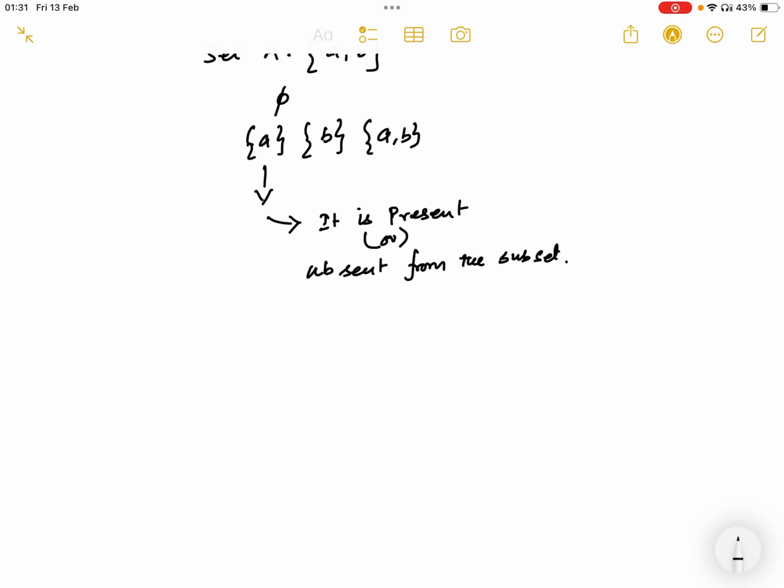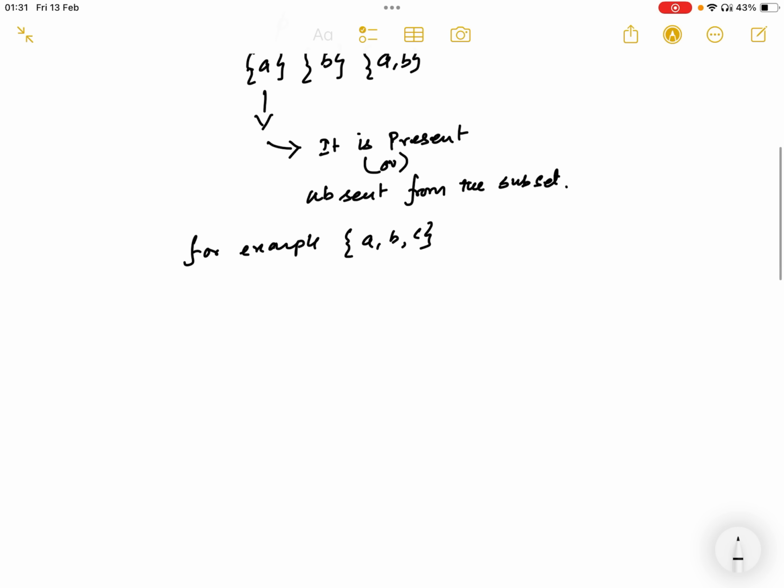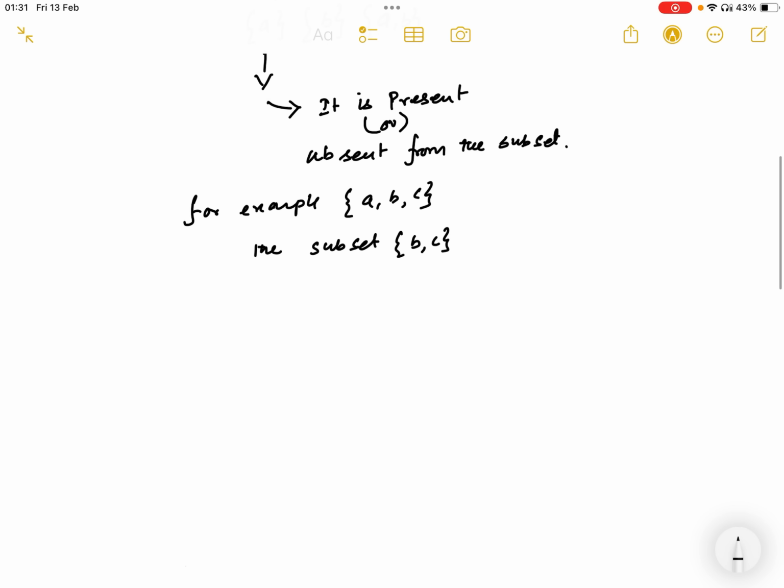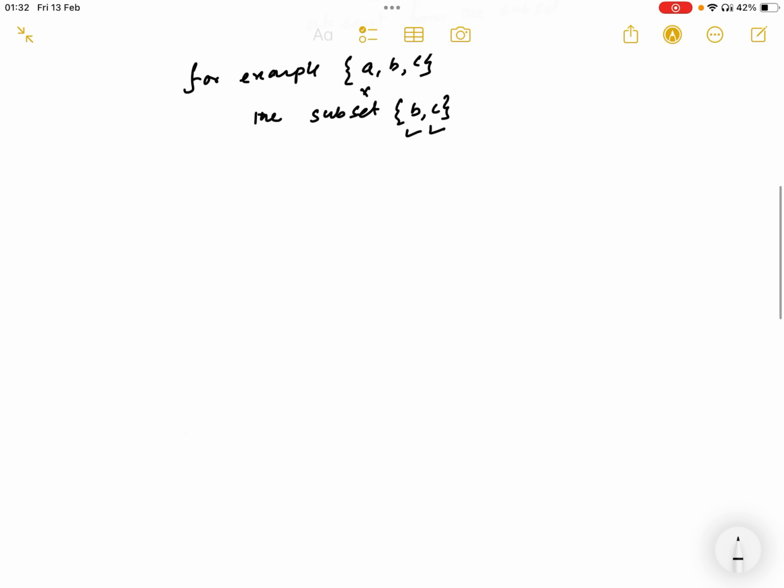For example, if we have three elements in a set, like A, B, C, and the subset BC simply means that we said no to A and said yes to B and C. So now we very well understood that each element has two choices.